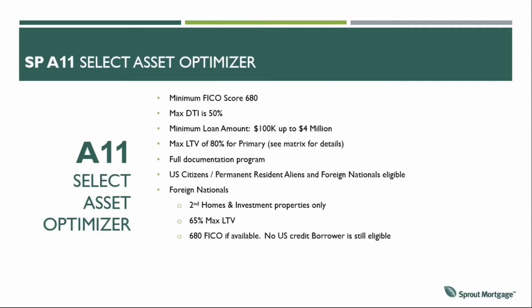Foreign nationals are eligible for the A11, second homes and investment properties only. Again, we're going to max that LTV at 65%, with a 680 minimum FICO. If the borrower does not have credit, they are still eligible. Same rules apply.